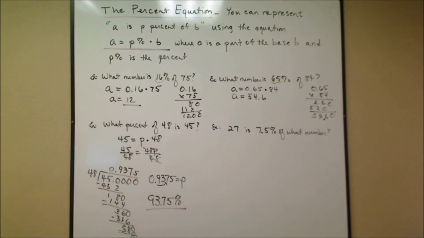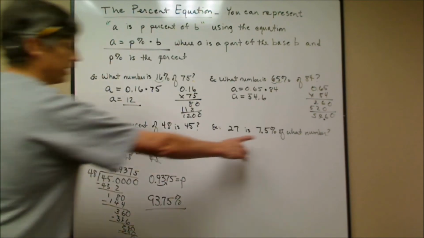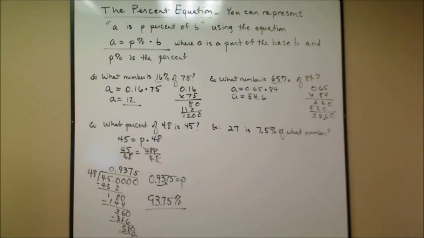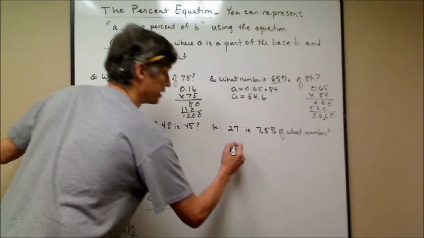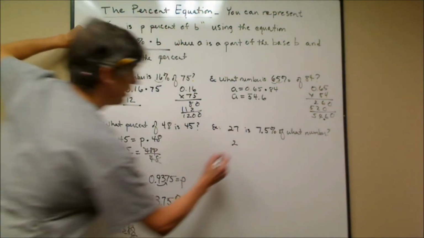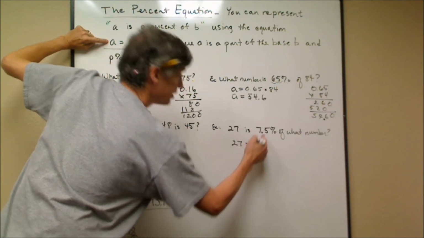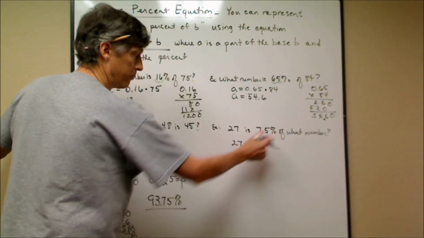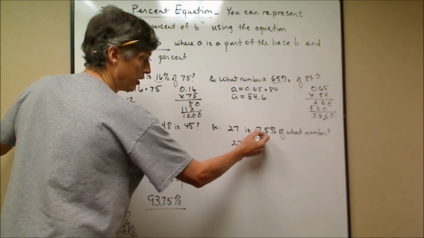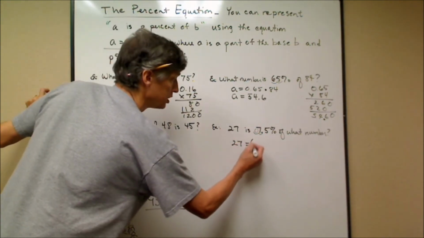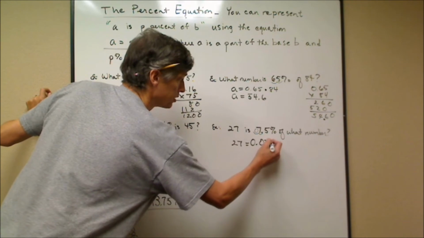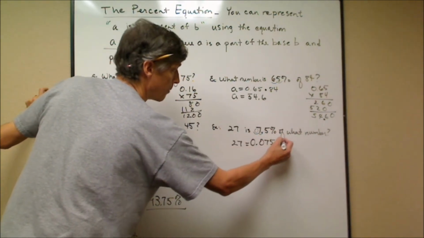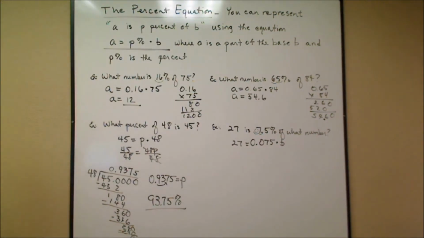Next example. In this case, I have the percent, I have the part, I don't have the base. So 27, that's my part, that's the A, equals 7.5%. Now I know it has a decimal point, but it's got the percent sign, so I'll add a 0 here. I'm going to slide it 2 places. I get 0.075 of the what number times my base, times B. So now I'm going to have to solve this one.